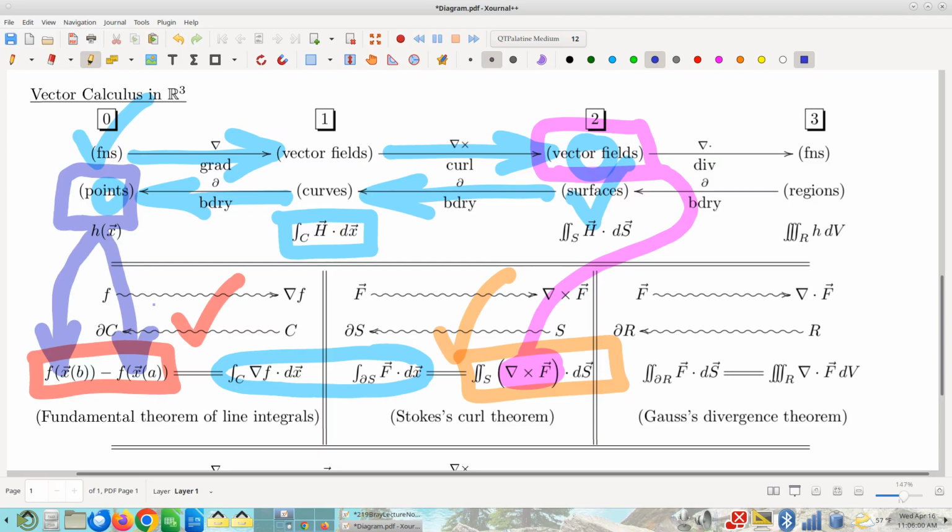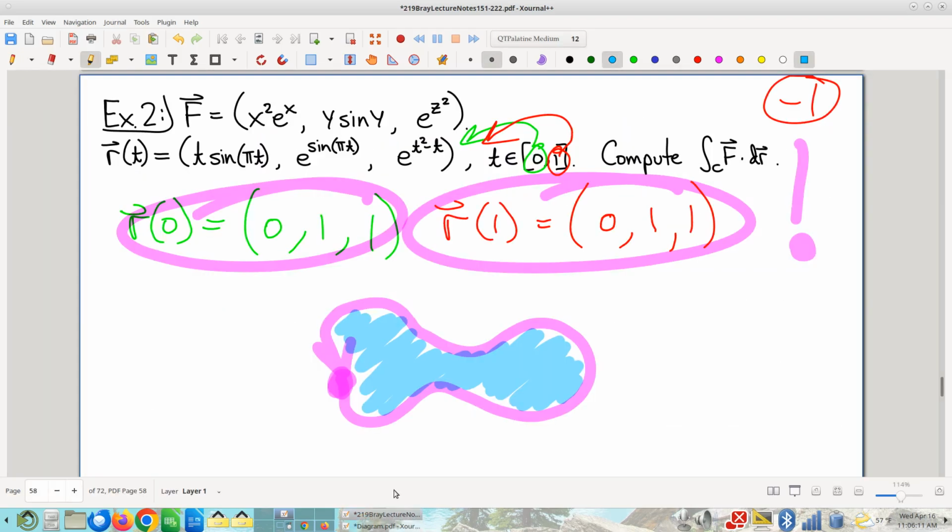Is everybody on board? Everybody see how I'm making such use out of the diagram? Okay. All right. Next example.